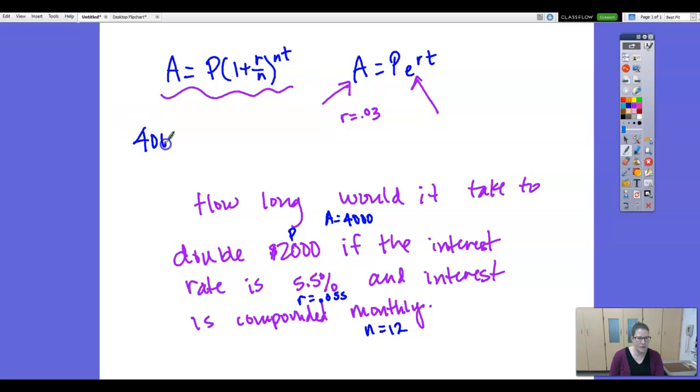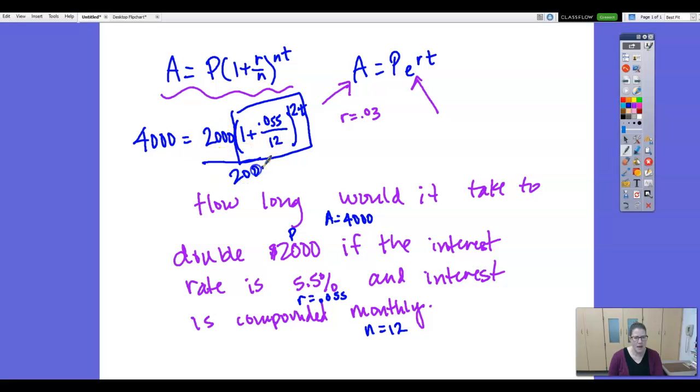So 4,000, our final amount, equals 2,000, which is our initial investment, times 1 plus the interest rate, 0.055, over n, which is 12, raised to 12 times t. So t is what we're trying to solve for. Because t is in the exponent, the first thing I need to do is get this section right here all by itself on one side. So since this is multiplied by 2,000, I'm going to divide both sides of my equation by 2,000. So 4,000 divided by 2,000 is just 2. And on this side, those cancel, so I just have 1 plus 0.055 over 12 raised to the power of 12t.